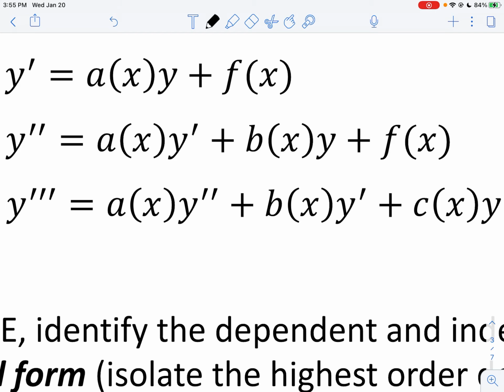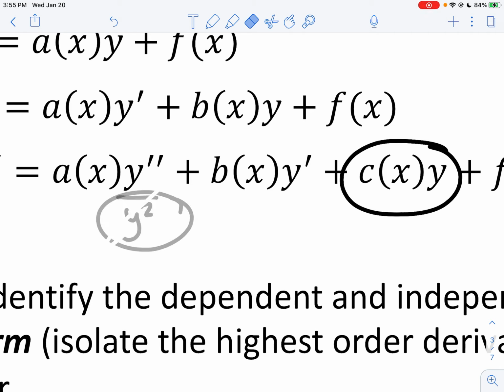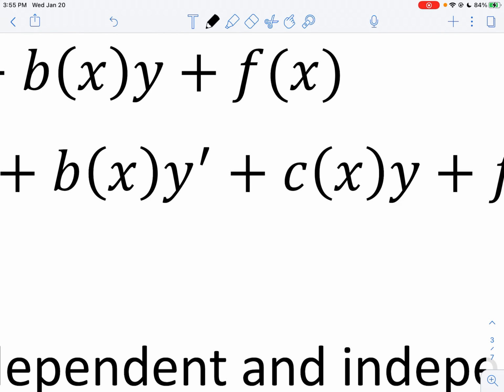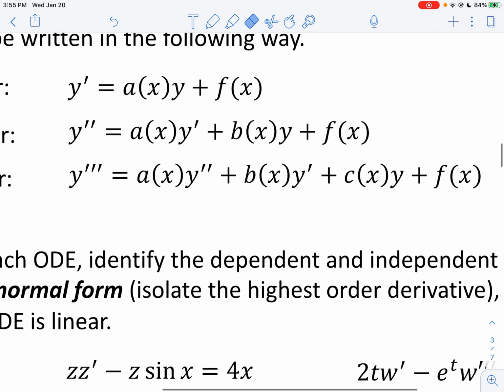If I divide this by y squared, then the y has to be isolated right here with a possible coefficient. There can't be y's elsewhere throughout this. That would not be linear. It would still be a differential equation, just not a linear one. I couldn't put a third power on that y. That would not be a linear term as far as y or its derivatives are concerned.